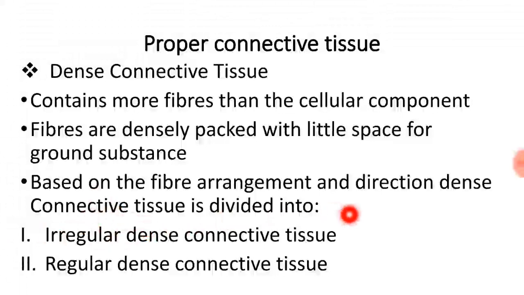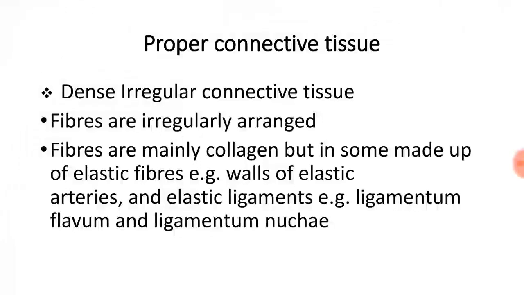Dense connective tissue is divided into types: dense irregular connective tissue and dense regular connective tissue. Now let us see the dense irregular connective tissues. Fibers are irregularly arranged in dense irregular connective tissues. Fibers are mainly collagen, but some are made up of elastic fibers. Examples are walls of elastic arteries and elastic ligaments, such as the ligamentum flavum and the ligamentum nuchae.